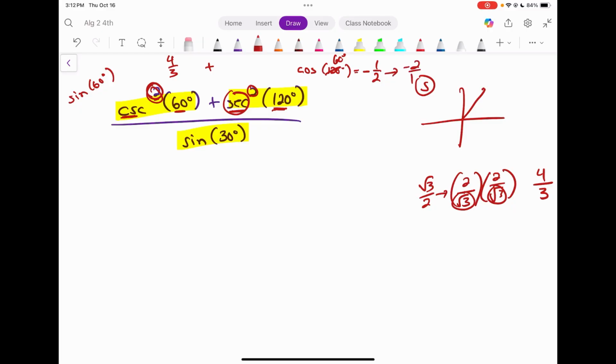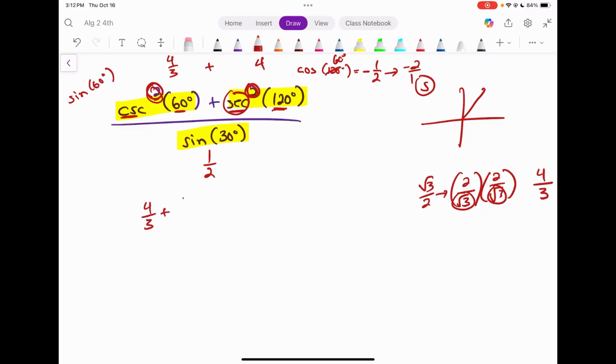Then you have to multiply it times itself. You have to square it. -2 times -2 will give you a +4. Third part, on bottom, the sine of 30, we've already done, that's simply 1/2. So on top, we have 4/3 plus 4.